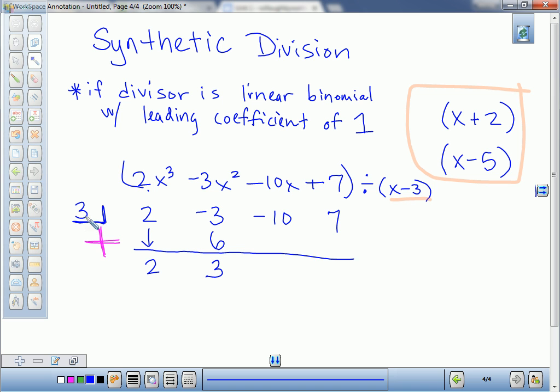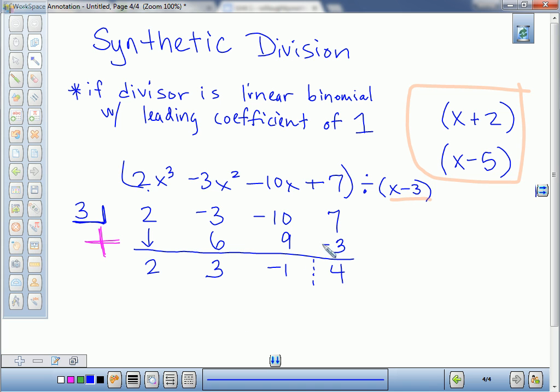And then we multiply. 3 times 3 is 9. And then we add. Negative 10 plus 9 is negative 1. And then we multiply. 3 times negative 1 is negative 3. And then we add. And we get 4.